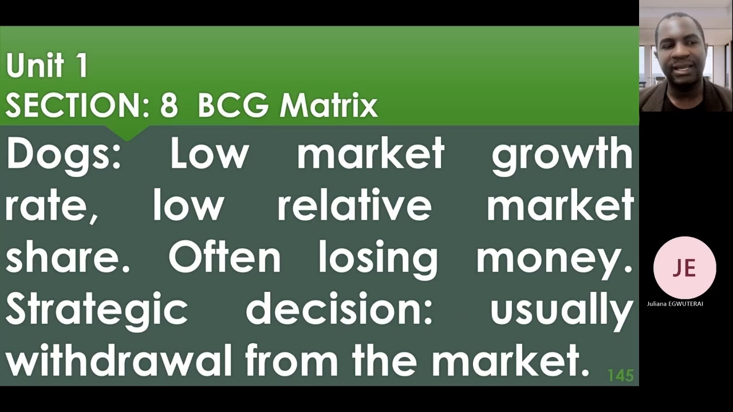So we now have dogs, low market growth rate. It's low relative market share, often losing money to some extent. And the strategic decision is to withdraw it from the market. So looking at dogs now, between Five Alive and Schweppes, I think Five Alive is a dog. What do you think? It's a dog, yeah. Five Alive is a dog. It has low relative market share, and they may be losing money or possibly getting money, but not as much as the stars and the cash cows.